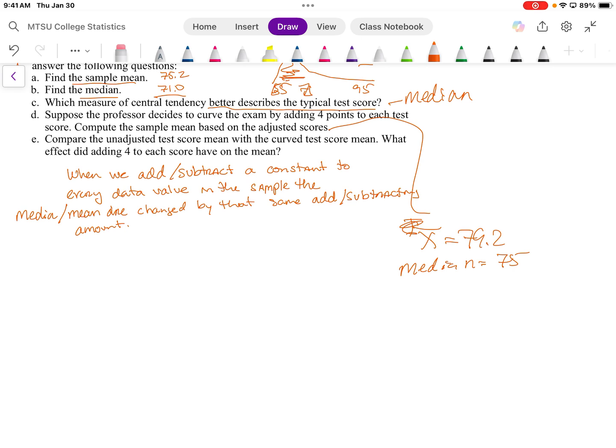Again, we just did what part E was. We compared the two. And then we just made a statement that if I add 4 to every data value, the mean is automatically increased by 4, and the median is also increased by 4 from what the original was.